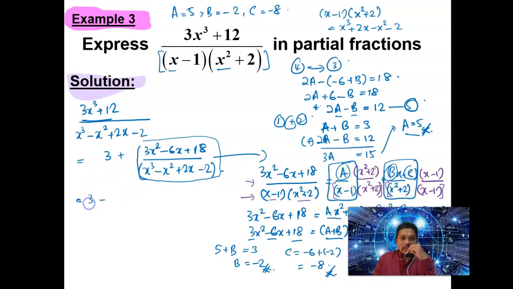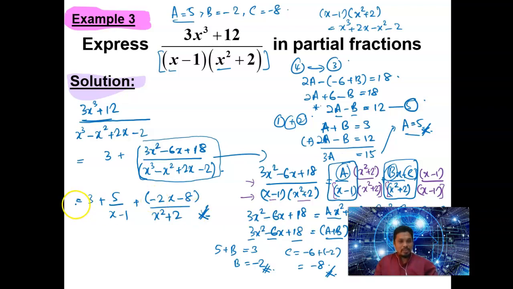Okay, so now 3 plus a, where a equal to 5, so it is now 5 divided by x minus 1, plus, where b equal to negative 2 and c equal to negative 8, negative 2x minus 8, divided by x squared plus 2. There you go. Okay, this is it.